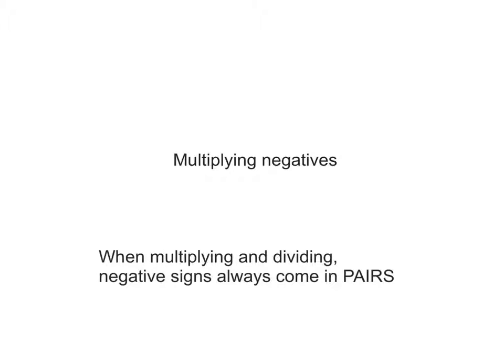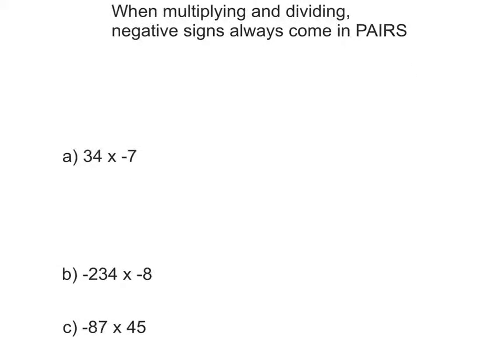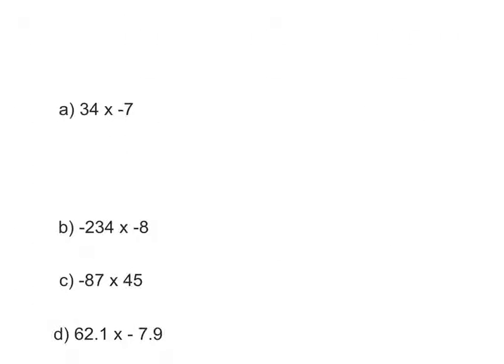Now we'll look at that rule and see if that can help us. Hopefully you have got that written down now. So, if we go back to this, it's again from the brain warm-up. 34 multiplied by negative 7.